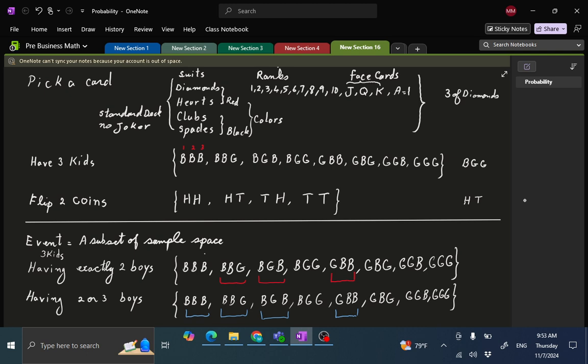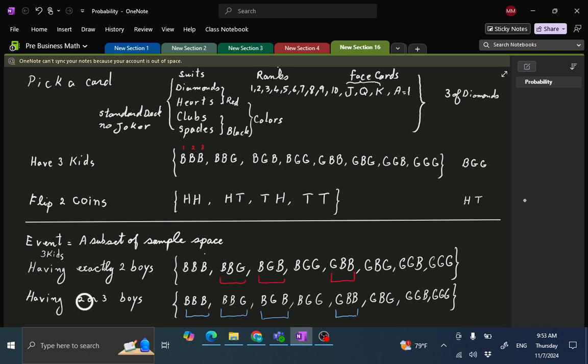Let's go back to this case of a family having 3 kids. Well, there are families that have 2 boys. By that we mean exactly 2 boys. What are the possibilities? Perhaps the first one was a boy, and the second one was a boy, and the third one was a girl, or it was a boy, girl, boy, or the first one was a girl and the next 2 were boys. So these are 3 possible situations out of all 8 of them where a family could end up having exactly 2 boys.